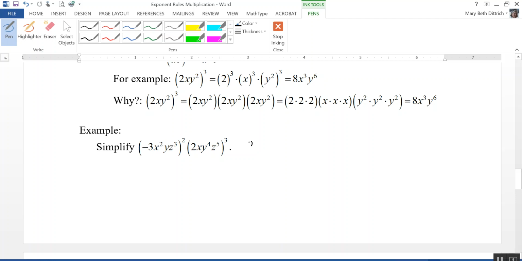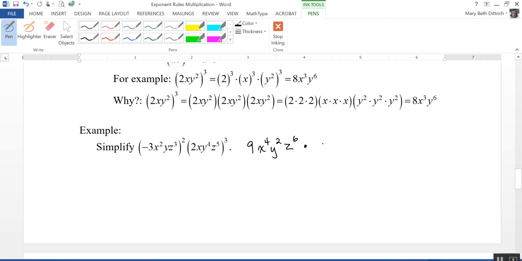So negative 3 squared is 9. X squared squared, multiply those exponents, is x to the fourth. Y squared is just y squared. Z to the third squared is z to the sixth. Now let's do the second one.